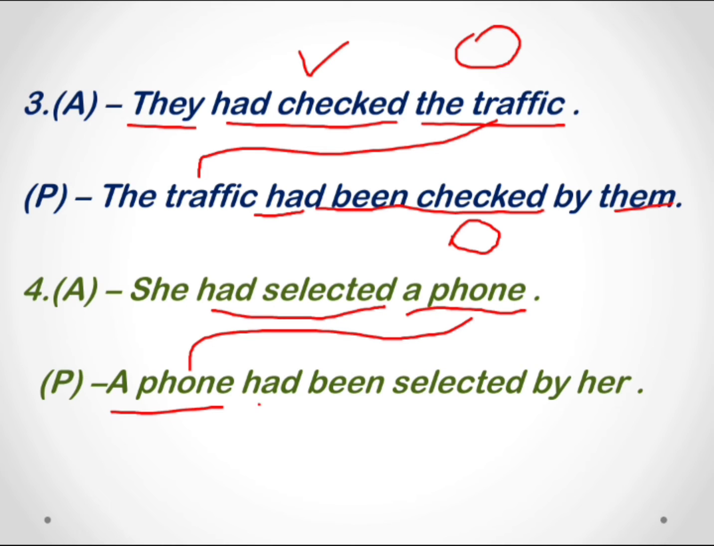Had is the auxiliary verb for the perfect tense, past perfect tense, so we use had. And been is the be verb, and the past participle of select is selected. For she, we change she when it comes to the passive voice as object. We change that to her. So by her. A phone had been selected by her. This is the passive voice.